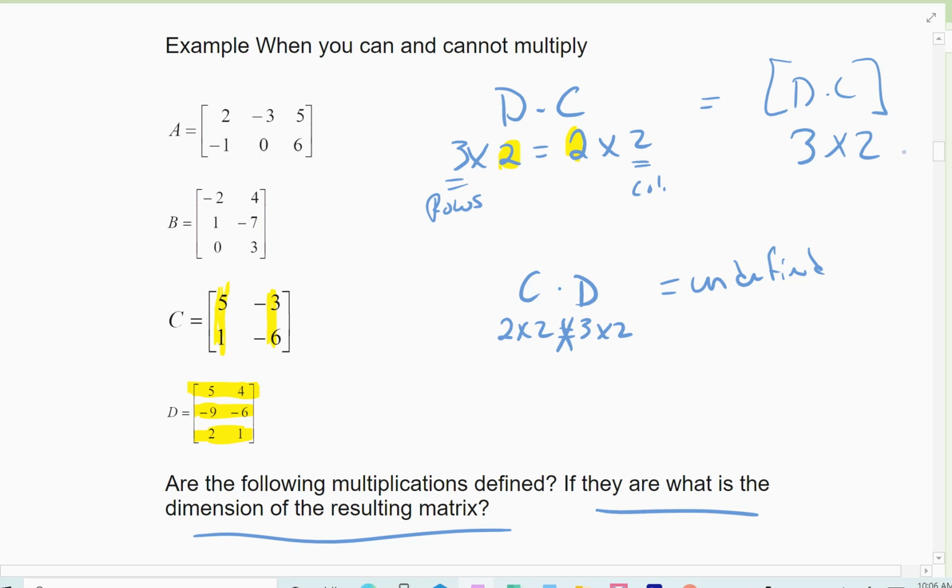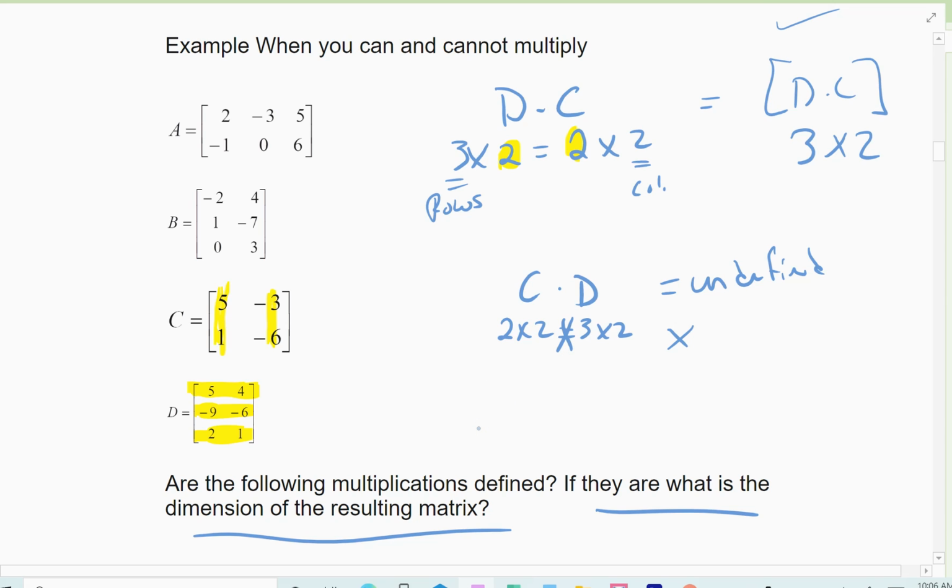So order for matrices matters. I cannot flip the order. I change it if I do. This is a great example of where that happens. One direction works: I could take D and multiply it by C, and that gives me a matrix. But when I flip it around, I can't. If I take C first, then D, it's undefined because the rows don't match up. The numbers in my row and the number in my columns don't match up.